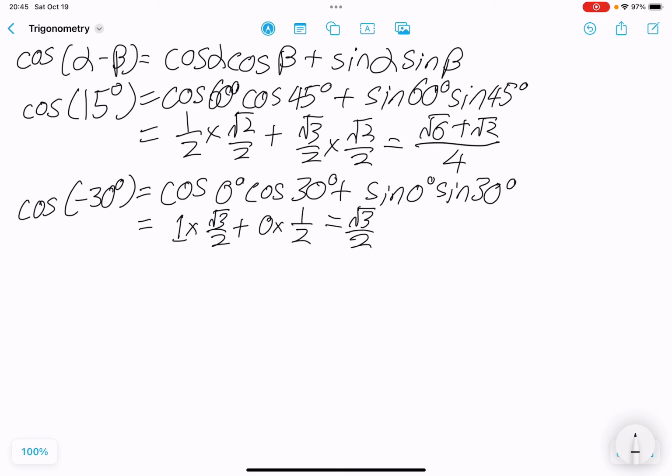And another way to do this is just add 360. This thing is equal to cosine 330 degrees. And you can do 360 degrees minus 30, but it's just the same thing. So, yeah.